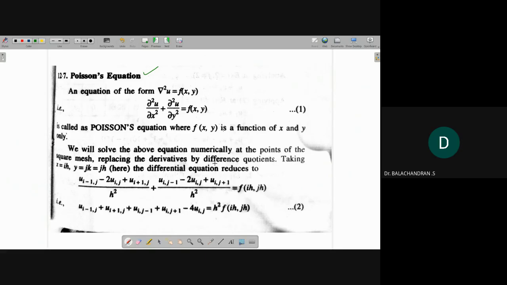So using numerical derivatives, we derive this result. You should remember this result, equation number 2: u(i-1,j) plus u(i+1,j) plus u(i,j-1) plus u(i,j+1) minus 4 u(i,j) equal to h square into f of (ih, jh).